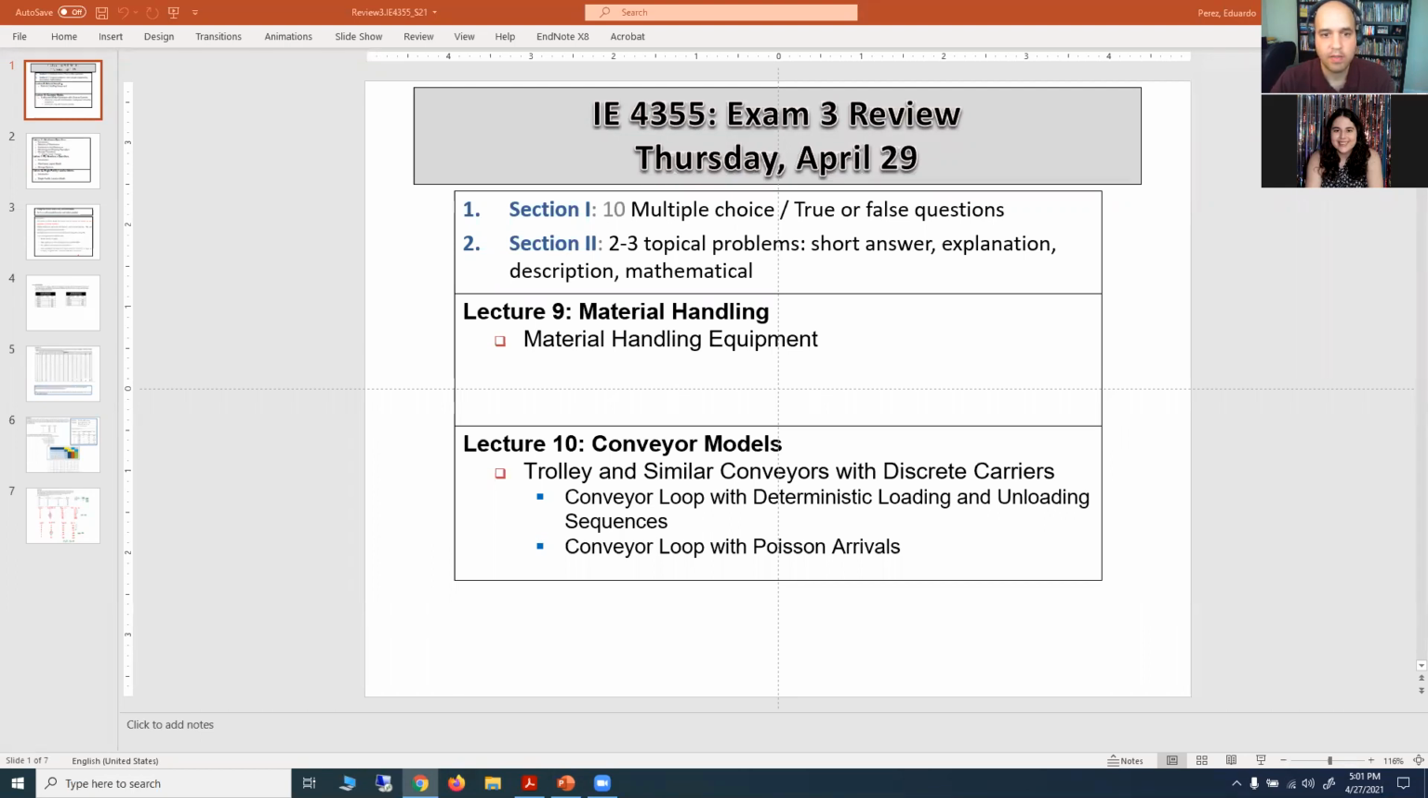And then in the second section, you will have up to three problems that could be short answer, explanation, description, or mathematical. As you have seen in the first two exams, these are questions similar to the questions that I discuss in class, or those that are part of the assignments for the class.